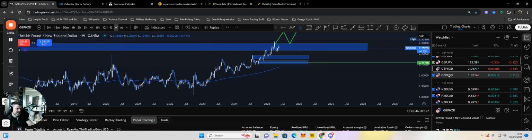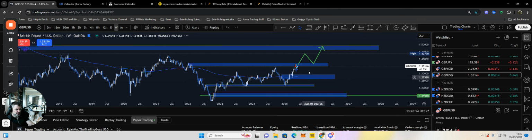GBP NZD, it's buys. You need to wait for it to pull, but either break above here and go, or pull down here and then go, right? GBP USD, I would be looking.